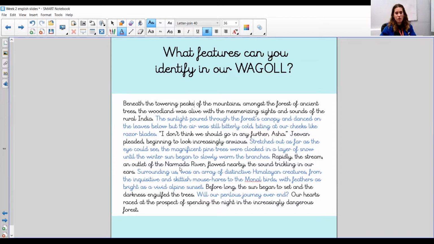Okay, so here again, I've got that fronted adverbial, that adverbial phrase that comes at the start, which tells us where: surrounding us, was an array of distinctive Himalayan creatures. And I'm using a simile again: feathers as bright as a vivid alpine sunset. Before long, adverbial phrase telling me when, the sun began to set and the darkness engulfed the trees. Will our perilous journey ever end? Will our perilous journey ever end is an example of a rhetorical question. A rhetorical question is a question that does not require an answer.